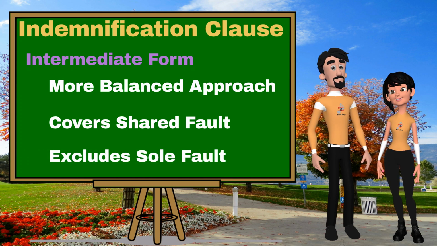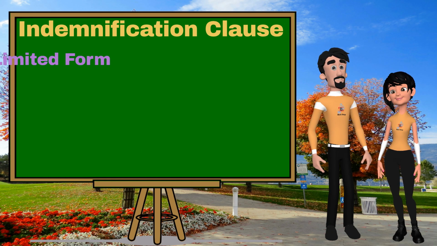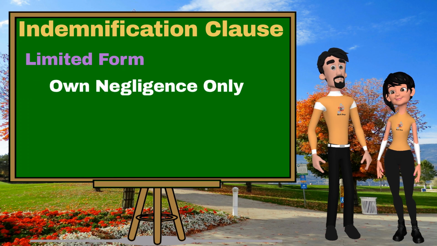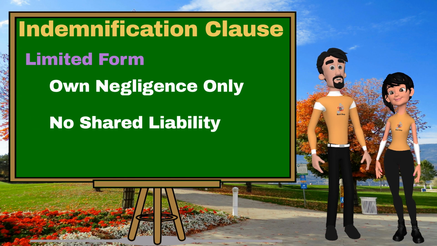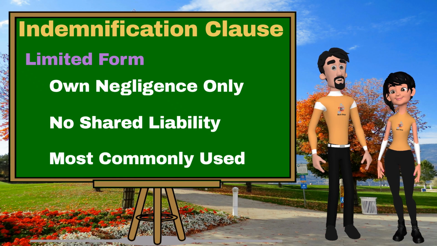That sounds more reasonable. What about limited form? With limited form indemnification, the provider only covers losses directly caused by their own actions or negligence. If, for example, a phishing attack succeeded because the startup's employees clicked on malicious links, the provider wouldn't be responsible. It's the narrowest and most commonly used version, especially in tech and services contracts.